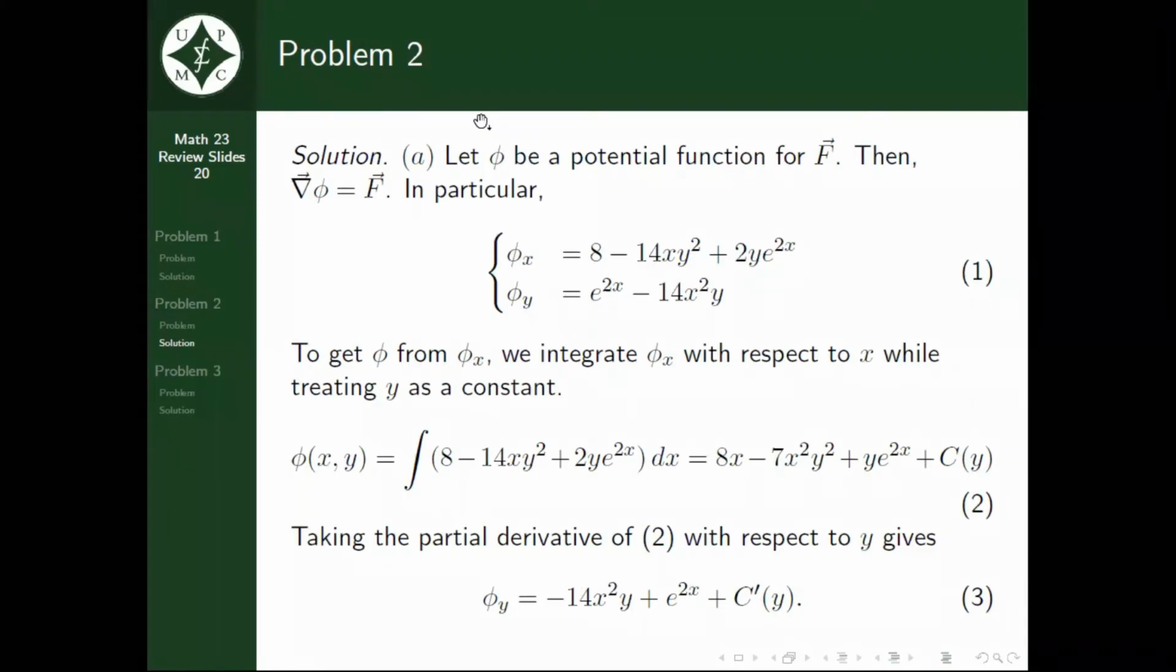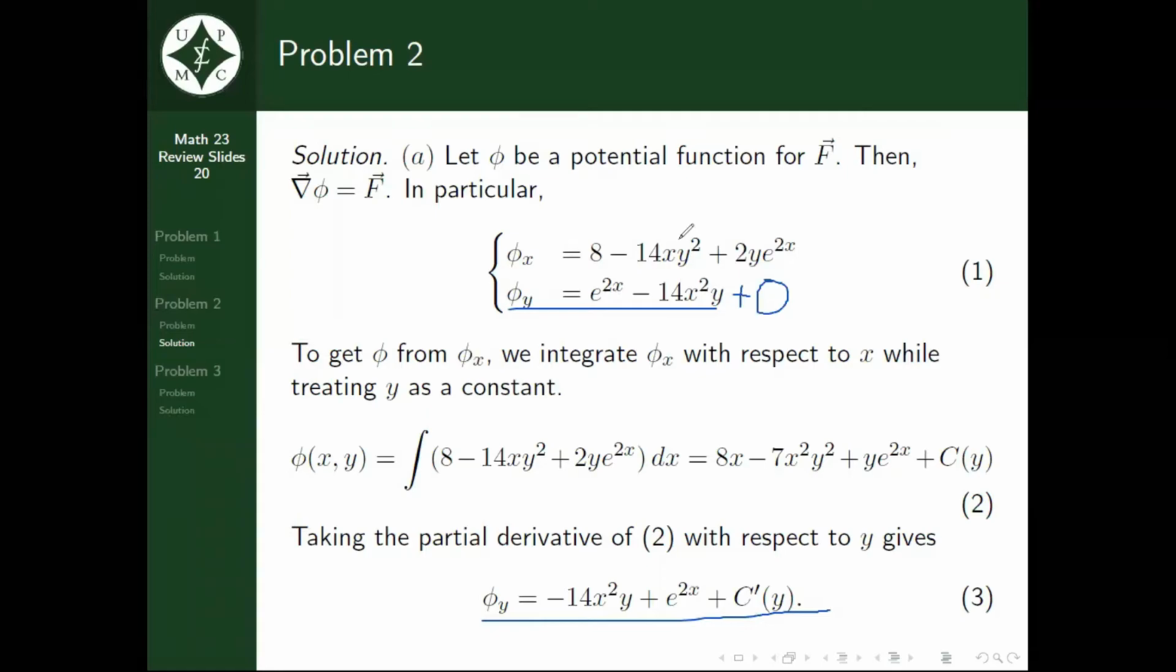And then we compare. So, let's see, spot the difference. If you're good at Where's Waldo, this is easy for you. Joke only. So we have an e to the 2x and then minus 14x squared y. There is an invisible zero here, hiding, sneaky. So, this means c prime of y is equal to 0.